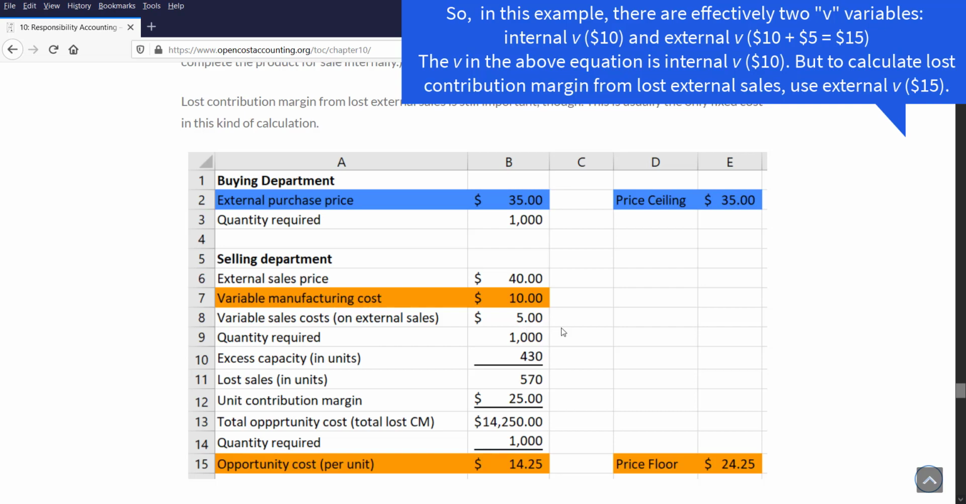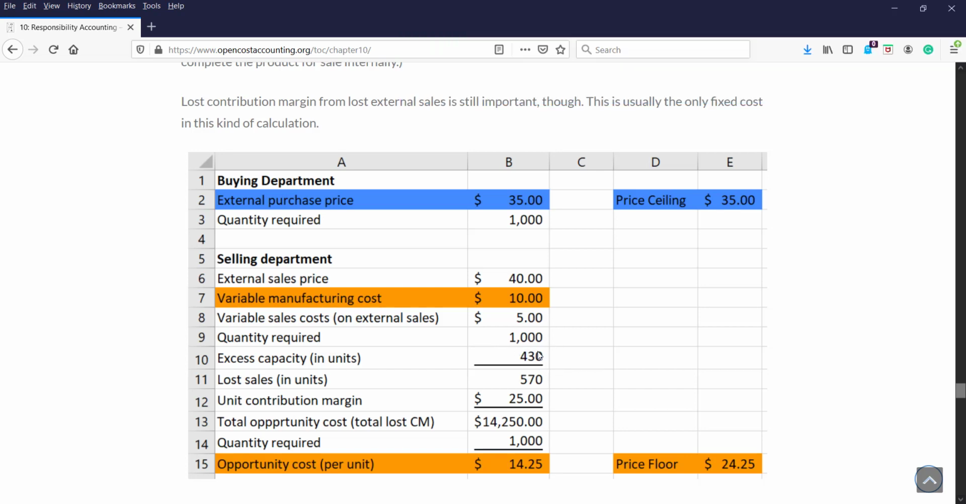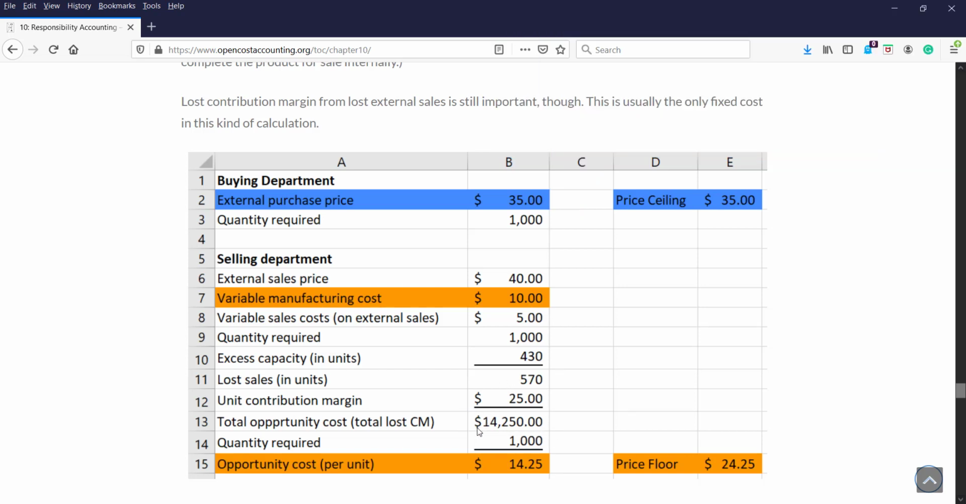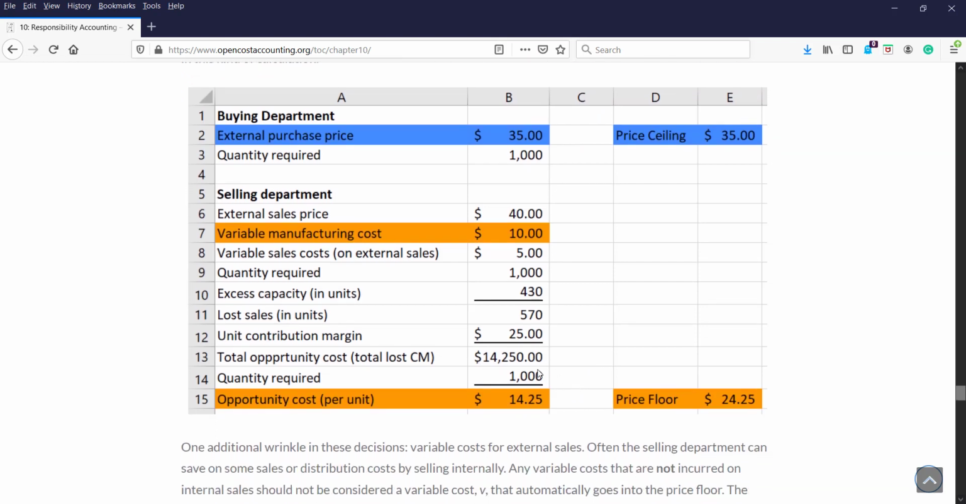Okay, now in this example, we have 1,000 units required by the buying department. We have excess capacity of only 430 units. So we are losing sales from the difference between those two, between 1,000 and 430: 570 lost sales in units times the contribution margin per sale. It gives us a total opportunity cost, total lost contribution margin, of $14,250. Given that the buying department requires 1,000 units, our opportunity cost per unit is $14.25.